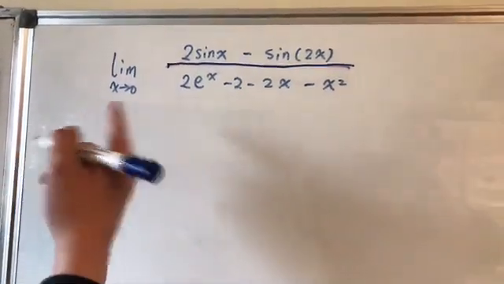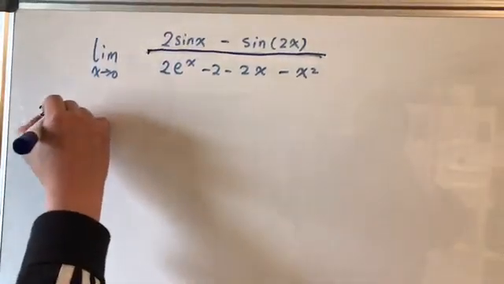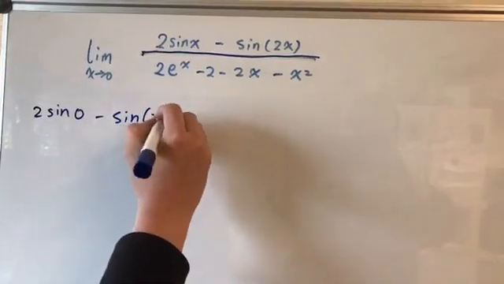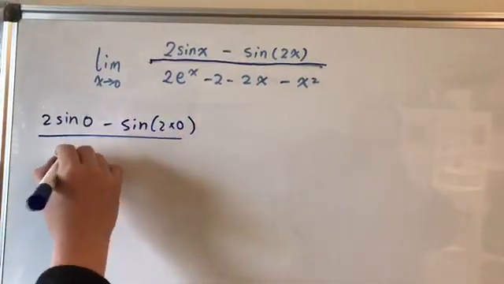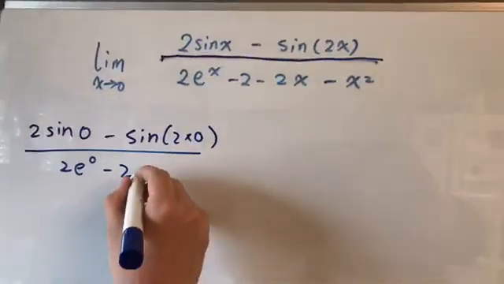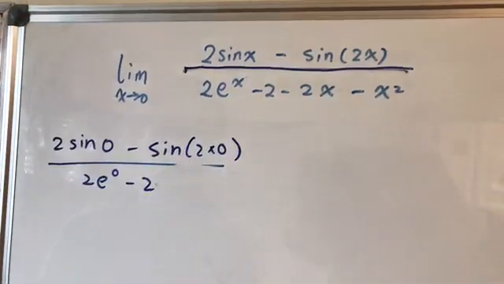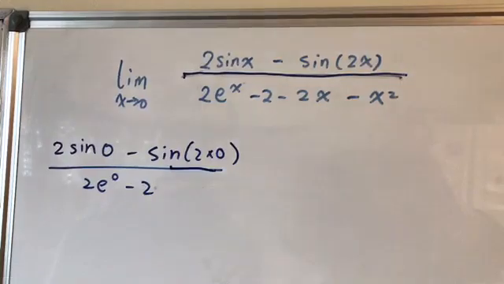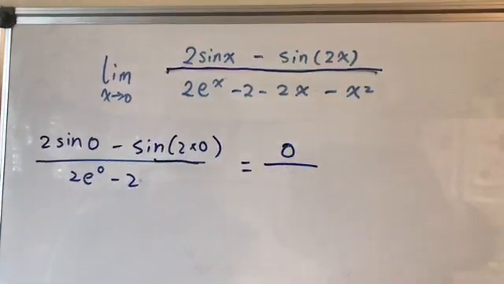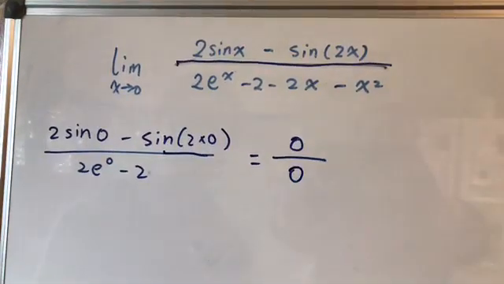Due to continuity of the function, we can put 0 directly in. We get 2 sine 0 minus sine 2 times 0 over 2e to the 0 minus 2. These two are trivially 0. Sine of 0 is 0, so we get 0 over, well, e to the 0 is 1, so 2 times 1 minus 2, which is 0. So it is 0 over 0.